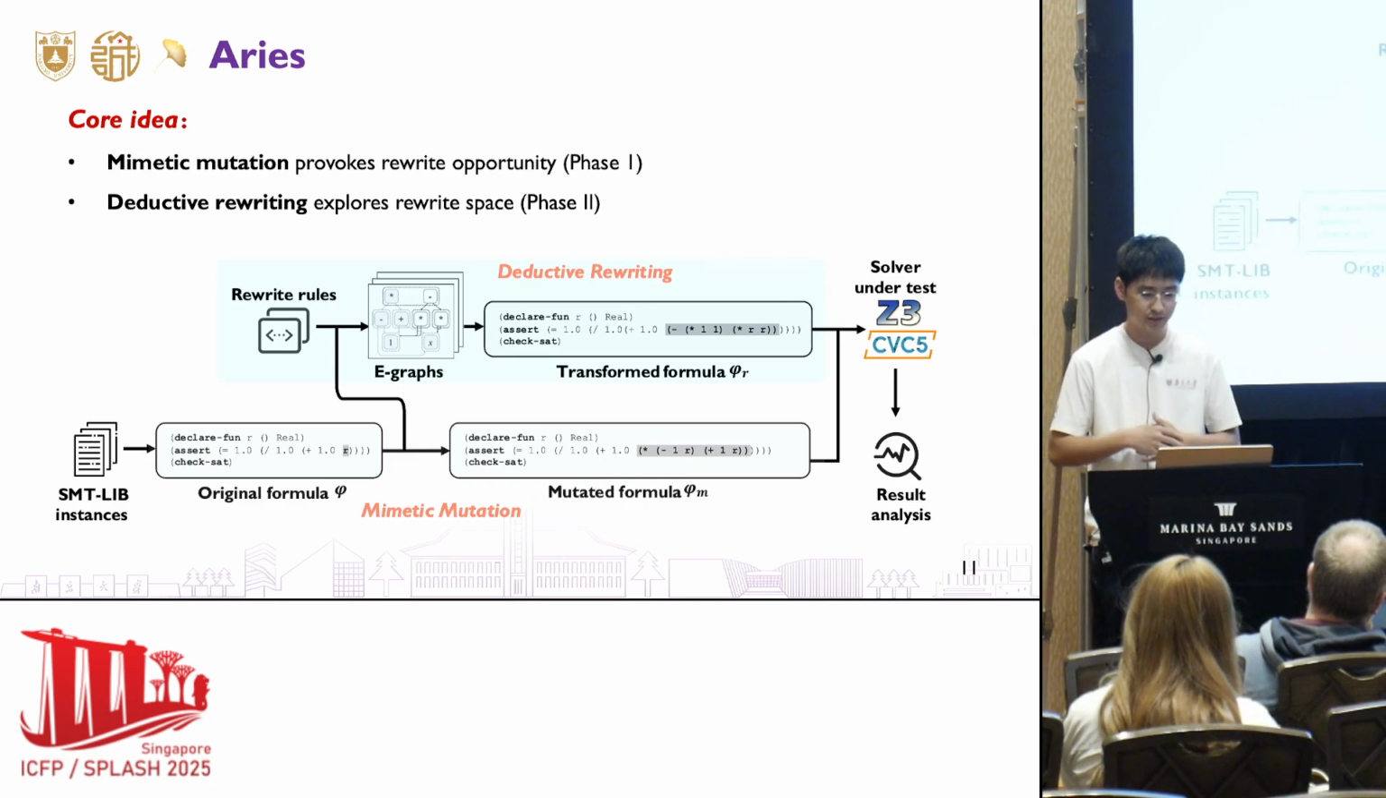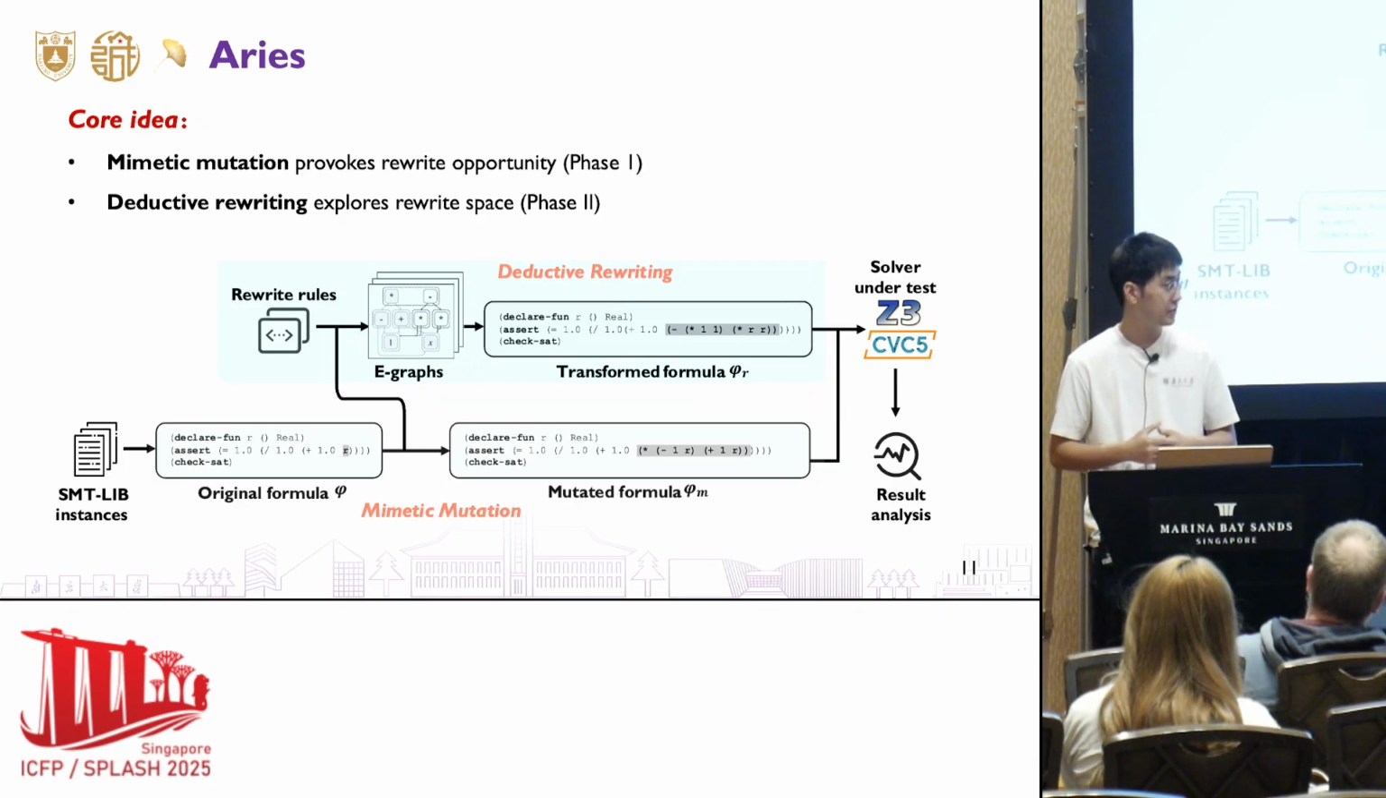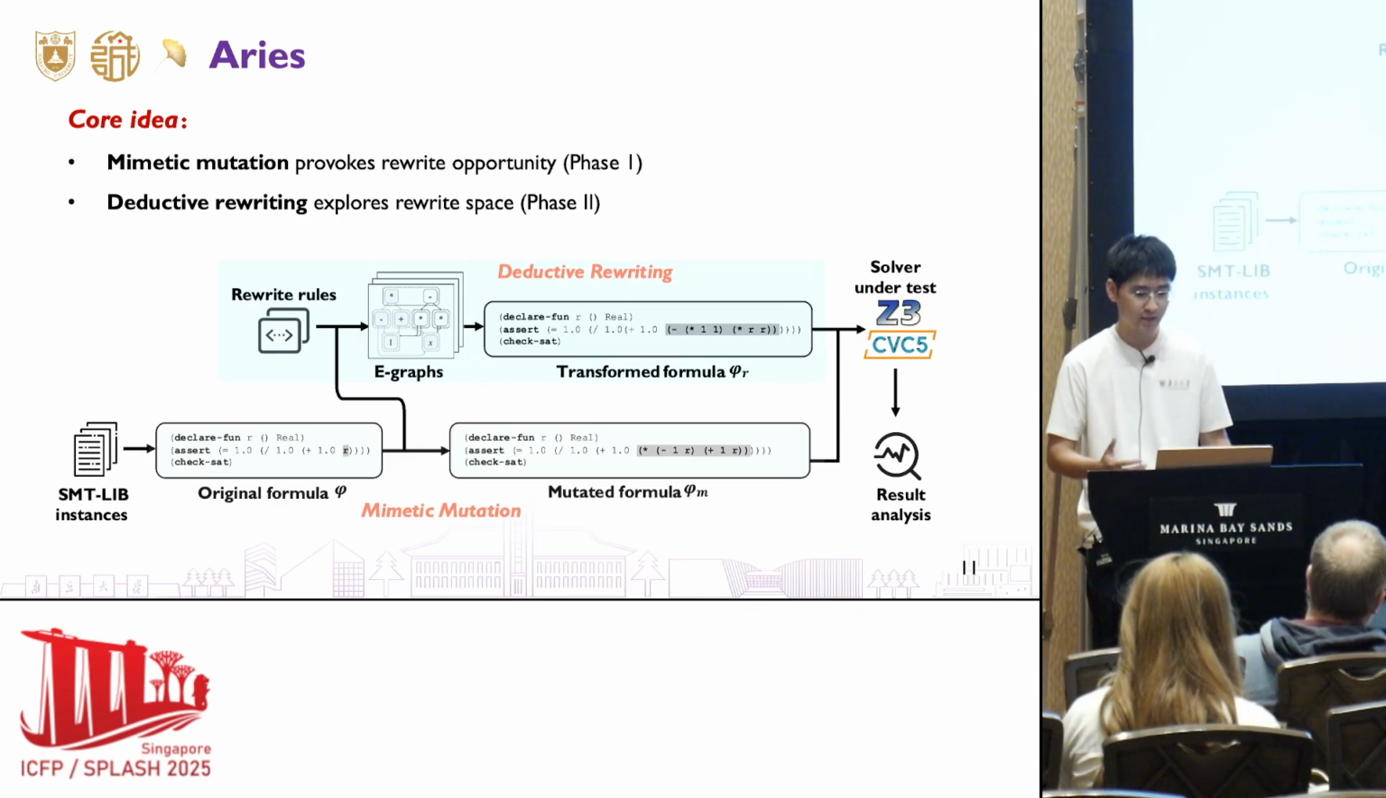To tackle these challenges, we propose a two-phase method. Phase 1, mimetic mutation. In this phase, we mutate the seed formula to match the left-hand side of rewrite rules so that more rewrites can be triggered in the next step. And phase 2, deductive rewriting. Here we use equality saturation to explore the rewrite space and generate many formulas that are semantically equivalent. Together, these two phases make it possible to thoroughly test the rewriters.